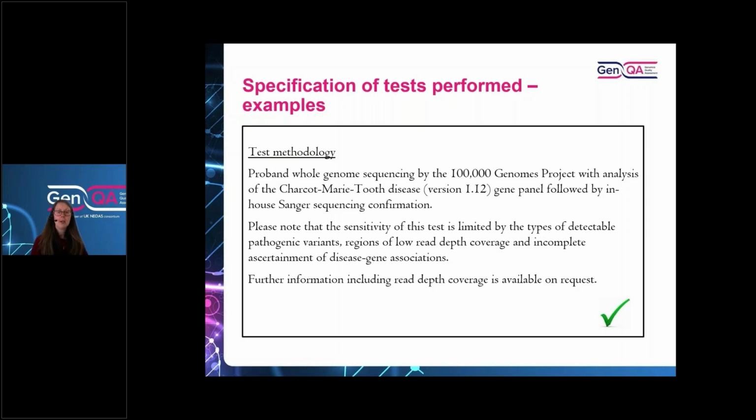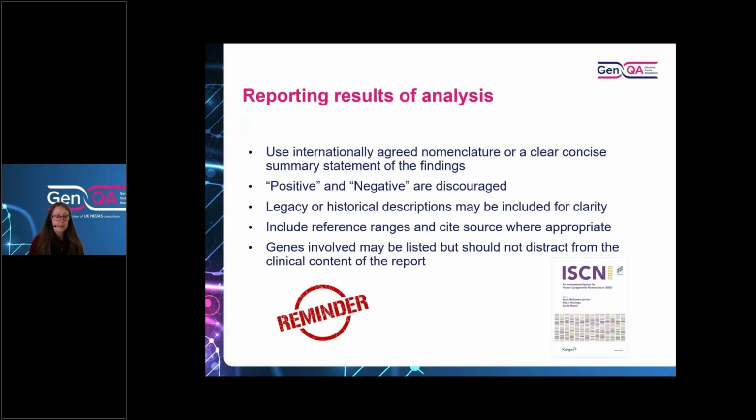And here we have some whole genome sequencing test methodologies and limitations. So here they've noted that the sensitivity of the test is limited by the types of detectable pathogenic variants and the regions of low read depth coverage and incomplete ascertainment of disease gene associations. And here's an example where they've chosen to say that read depth coverage is available on request. So there's an opportunity for the reader to find that out, but it's not cluttering up the report with extra information.